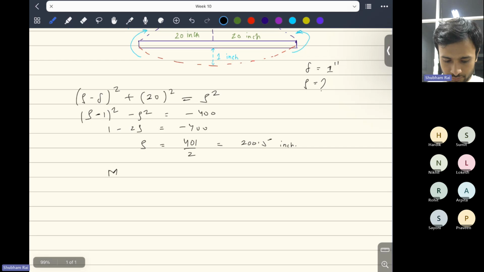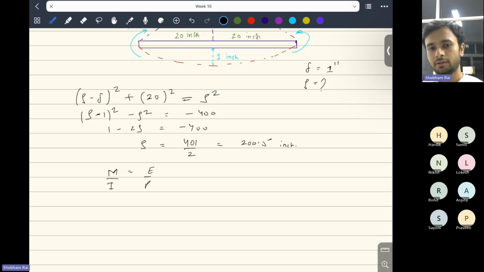because you have this formula, M by I is equal to E by R, right? This is the bending formula that we have. This is the formula that we have derived for pure bending, but it's also valid for non-uniform bending. Only thing is, this R will not correspond to the radius of the whole beam, rather it will be the radius of curvature at a particular point. Anyway, so for finding M, it will be E, which is given to you, which is 200 times I.